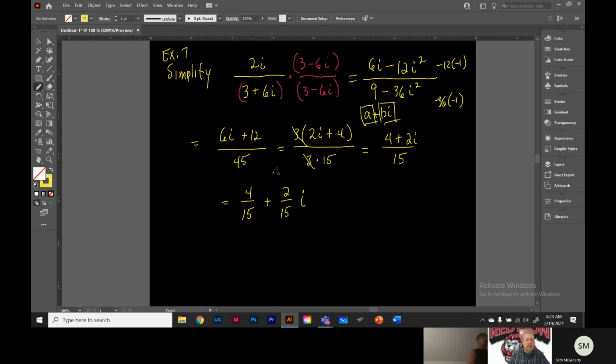So this is simplified. We didn't really solve for x or anything. All we did was just simplify this thing right here. It looks completely different. I mean, look at this.